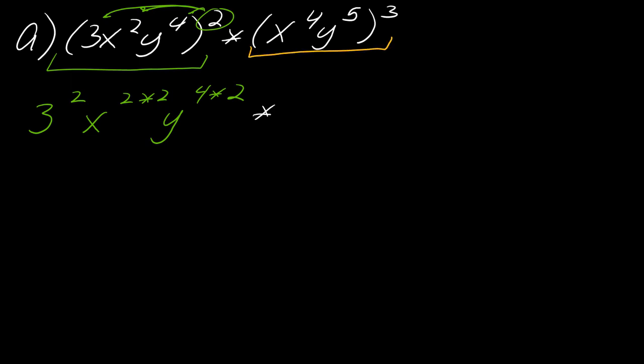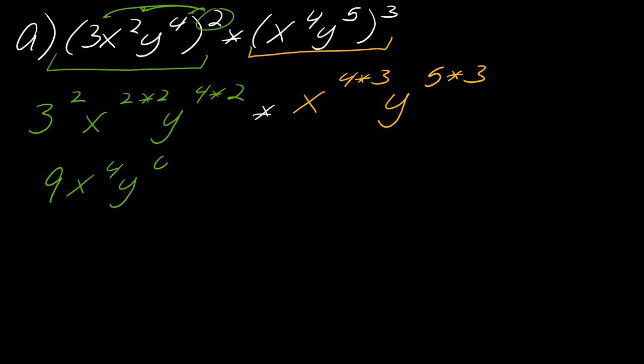And then here, now I'm going to multiply these exponents by 3. So this will be x to the 4th times 3, and then y to the 5 times 3. So there's kind of what's going on in the background. So this first part now is going to be 9. So 3 squared is 9. It's 3 times 3. And then x to the 4th, y to the 6th. So there's the first part. And then the second part, this will be x to the 12th, y to the 15th.